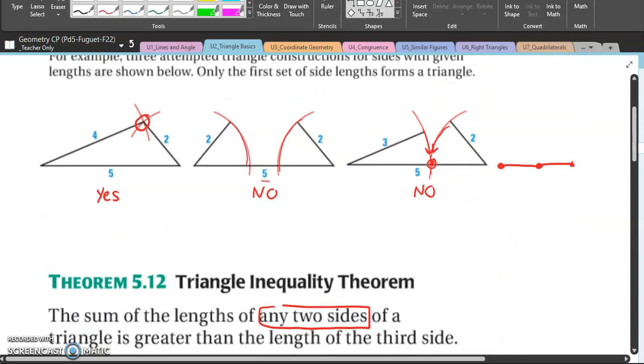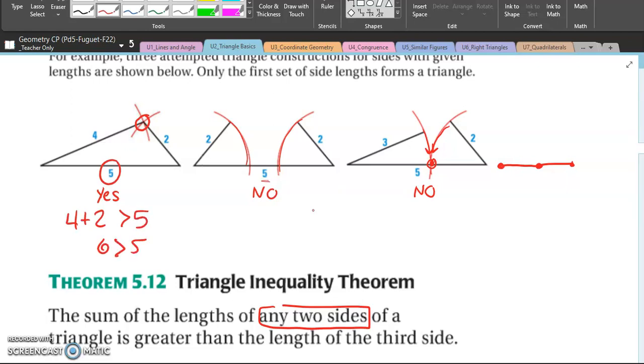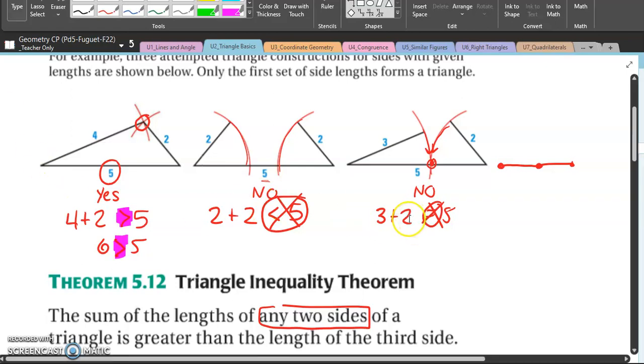And watch if we check this. Longest side on this first one is 5. Guess what? 4 plus 2 is indeed greater than 5, because 6 is greater than 5. In scenario number 2, 2 plus 2 is less than 5. This is a problem, because it needs to be greater than 5. And in this situation, 3 plus 2 is actually not less than 5. It's equal to 5. And that's going to be a problem as well. So what we need to be looking for is this: we need the two shorter sides to be greater than the third side. And that's how we're going to make our conclusions.